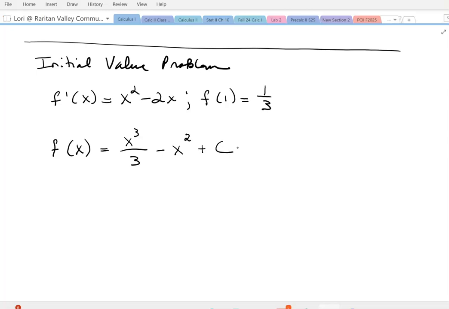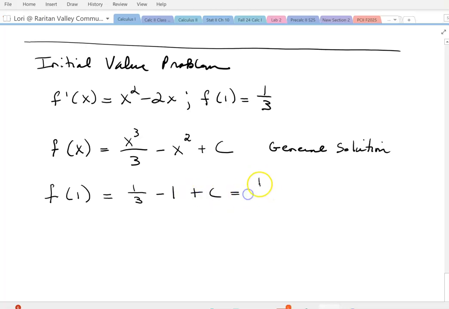Again, this is just different terminology. We don't call this a family of functions now. We call this our general solution. So differential equations uses this idea, but just uses slightly different terminology. And then to get the specific one, of course, we know that f of 1, which would be 1/3 minus 1 plus c, is equal to 1/3, because we know f of 1 equals 1/3. We're given that information. So we need to go through and solve for c.